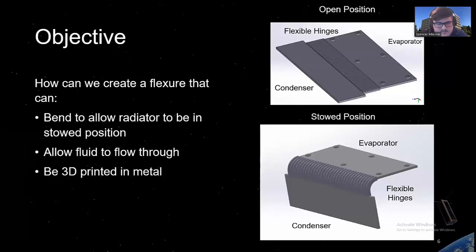That brings us to our objective for this project. How can we create a flexure that can bend to allow the radiator to be in a stowed position, allow fluid to flow through to accommodate that OHP system, and as well be 3D printed? And you can see images on the right of how this worked in an open position as well as a stowed position.